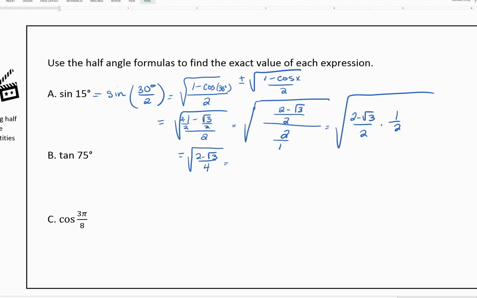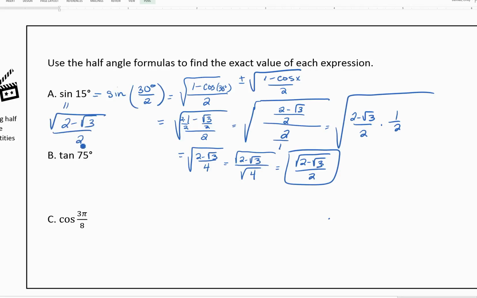Now when we have square roots, we can write this as the square root of the top over the square root of the bottom, and the square root of 4 is just equal to 2. I know this is super weird to have a square root inside of a square root, but that's our most exact answer. So let's move that over here. Our final answer for sine of 15 degrees is the square root of 2 minus the square root of 3, over 2.